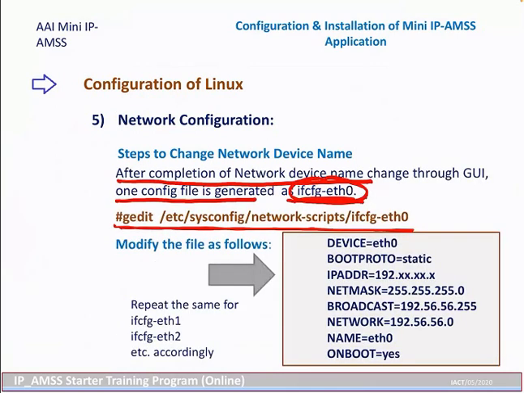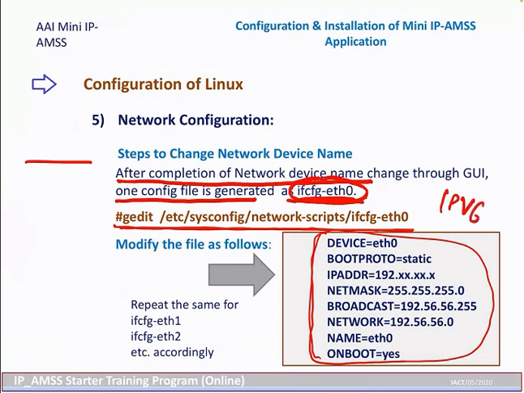The image of that window is not given here. So in that window, there will be 14, 15 rows. Out of that, only these 8 rows are required, and remove all the other rows. Suppose some IPv6 might be written, 4, 5 rows will be written. Simply remove all those rows.